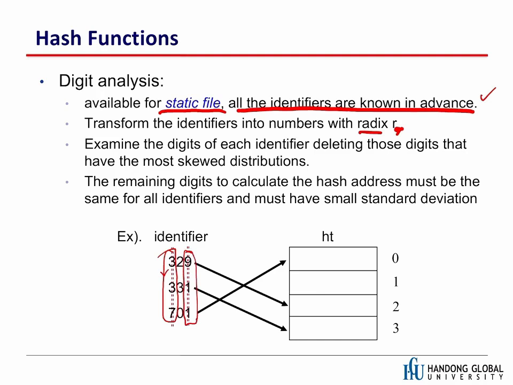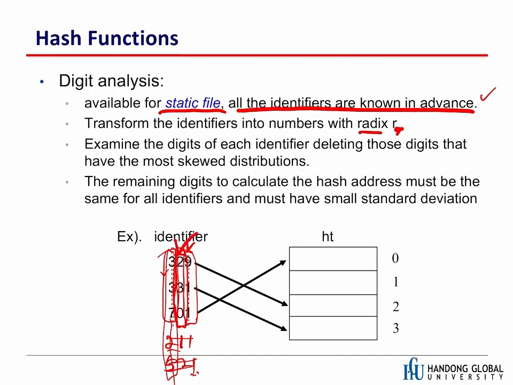We are not talking about just 3 identifiers. We have lots of identifiers. So in the first digit, we have too many 3s compared to other digits. And in the third digit, we have too many 1s, like 211 or 521 or something. And then we can choose this middle digit. So this middle digit is evenly distributed. That's what we want all the time for hash functions.